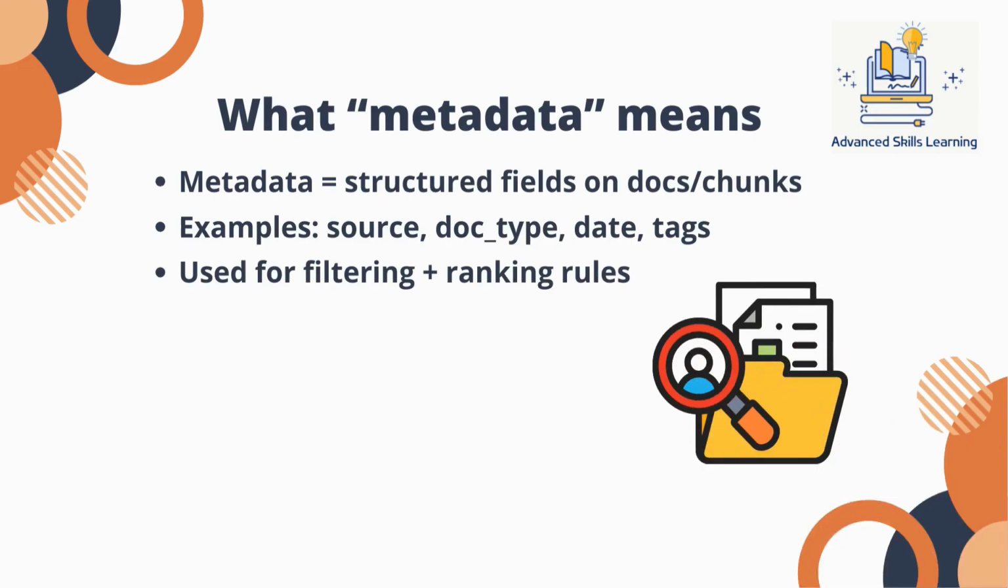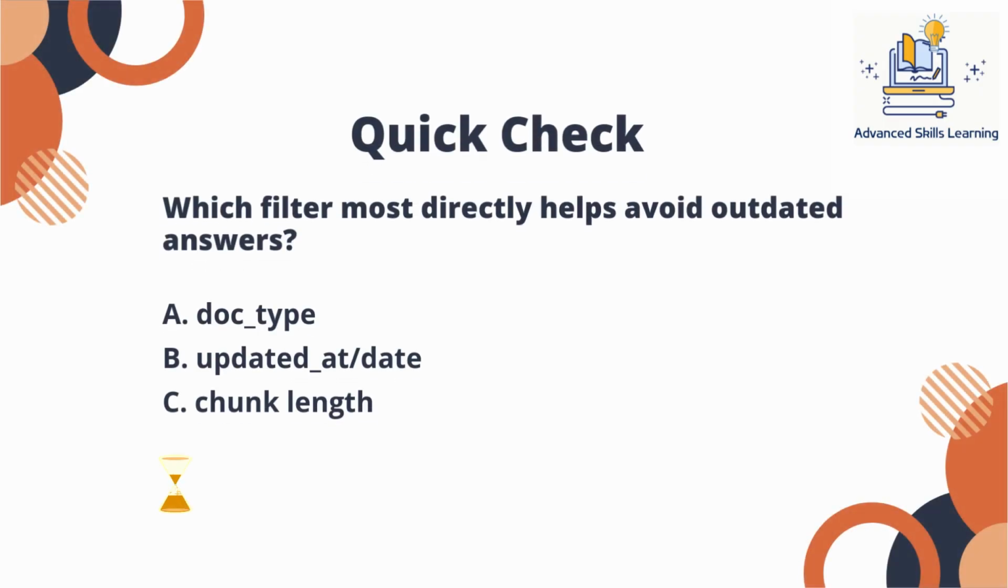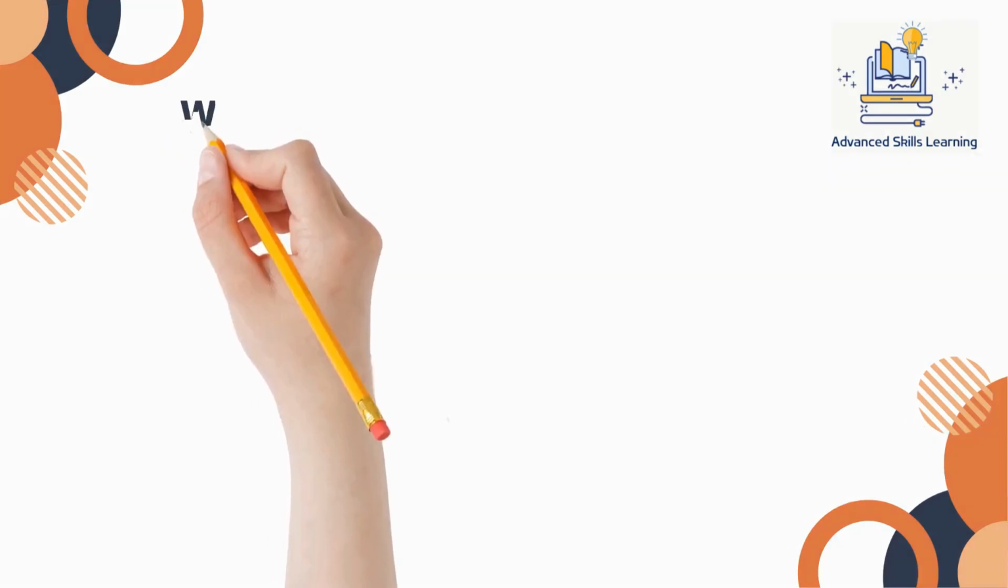Quick check: 2 seconds. Which filter most directly helps avoid outdated answers? A. Doc type. B. Updated date or timestamp. C. Chunk length. Keep your guess in mind. The answer is B. Updated date or timestamp. Recency is often the simplest way to prevent old guidance from outranking the current truth.